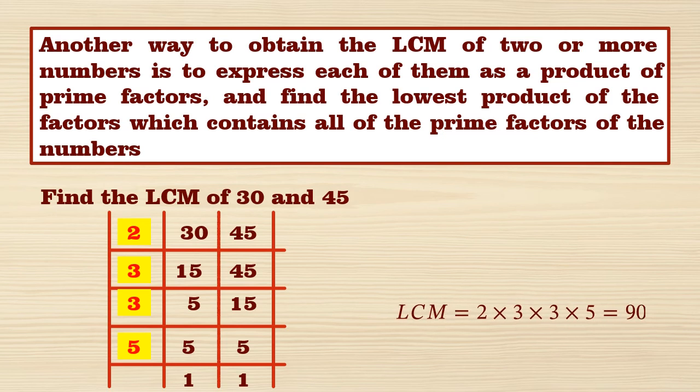The numbers in red with yellow background are the ones we multiply to get the LCM. So we have 2 times 3 times 3 times 5, which is 90. So the LCM of 30 and 45 is 90. That is the smallest number that 30 can go into without remainder, and 45 can also go into without remainder.